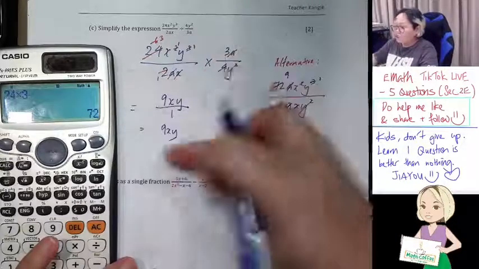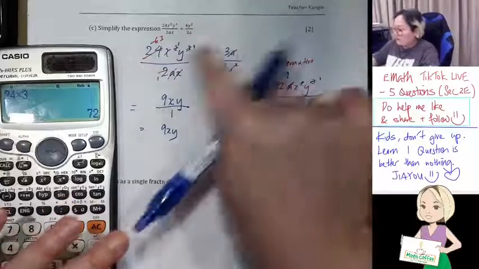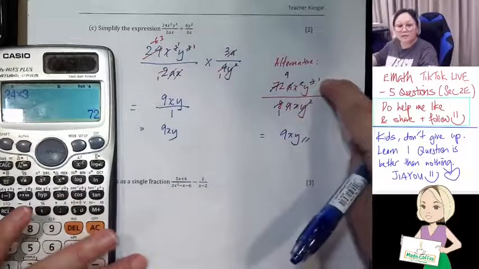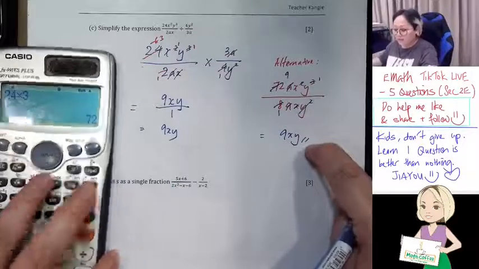Of course, you can go this way. But some students find, I'm scared later I miss out anything. Then you put it into a single fraction. Then you cancel. Understand?